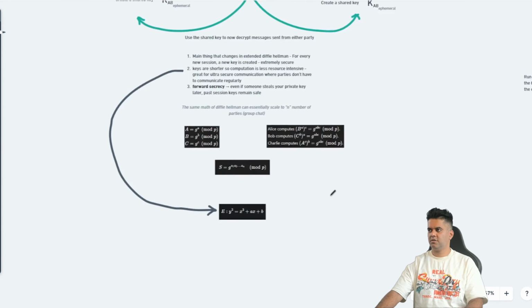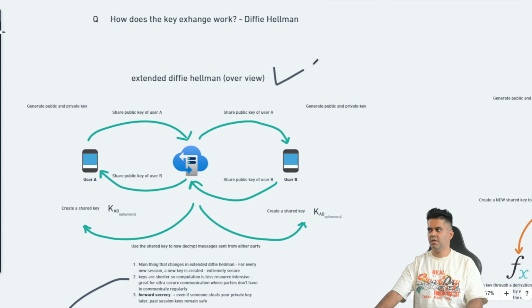All right, so now we've understood a little bit about the extended Diffie-Hellman algorithm. So how do you improve upon this? There is a way to improve upon this. So let's take a look at that in the next video quickly.